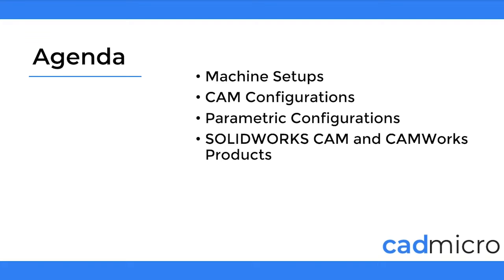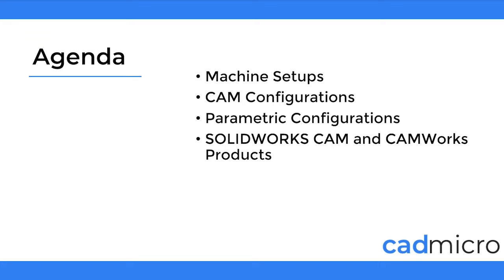And the last one being parametric configuration. So basically going through different types of styles, whether it be materials or any kind of feature that you set up inside of the CAM program, we can take advantage of different configurations and use those within our programs.